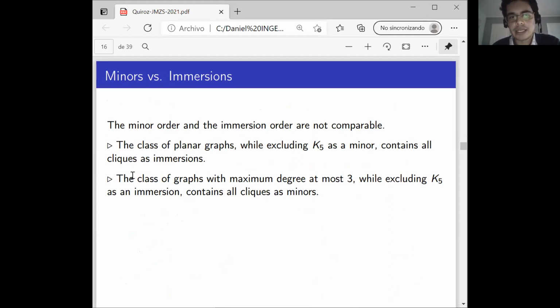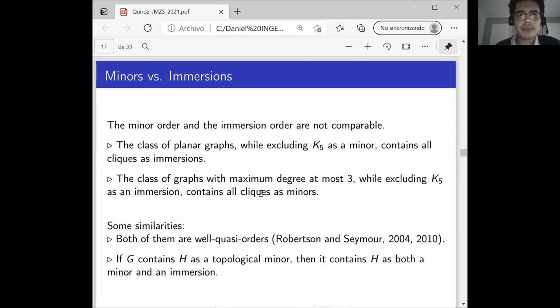And for instance, the class of graphs with maximum degree at most 3, well, if you have maximum degree at most 3, you cannot have many edge disjoint paths going from your vertex. So it will exclude K5 as an immersion, but contain all cliques as minors. So minors and immersions are not comparable, but they do share some similarities.